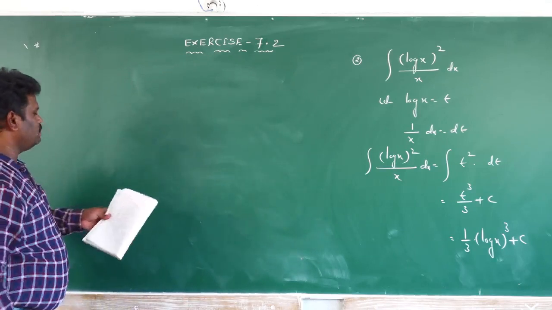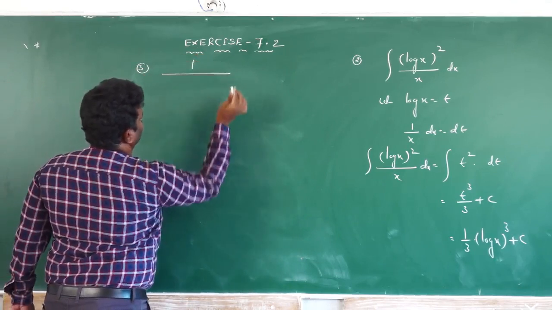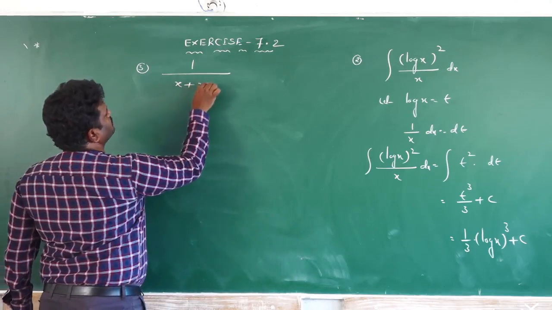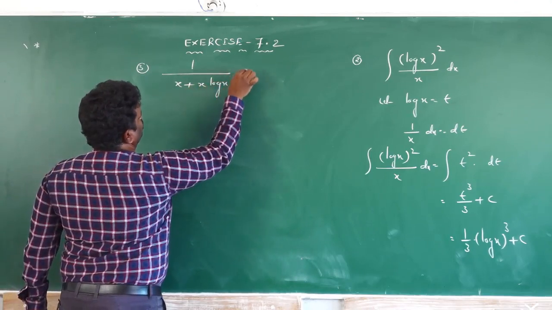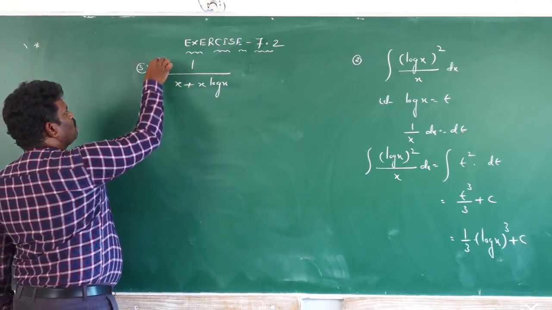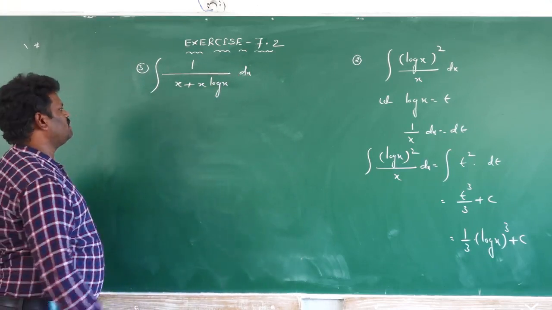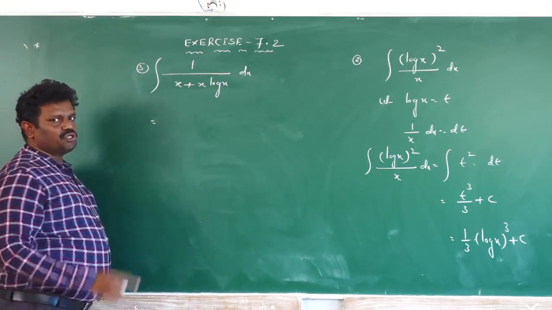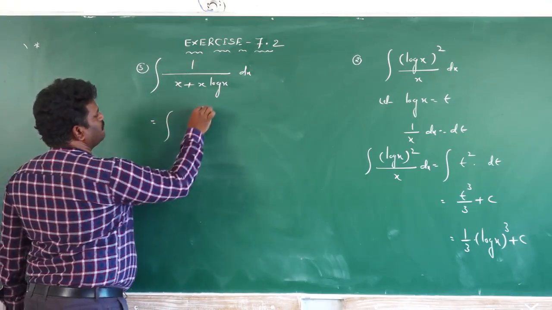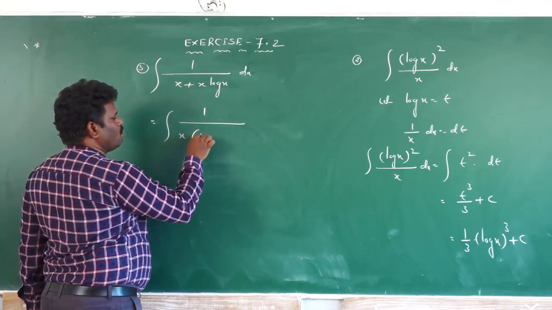Now third one: 1 by x plus x into log x. Now if we want to find the integral of this function, first we simplify it. Substitution is directly not possible. If we apply some simplification, taking x common, the integral becomes 1 by x into 1 plus log x dx.